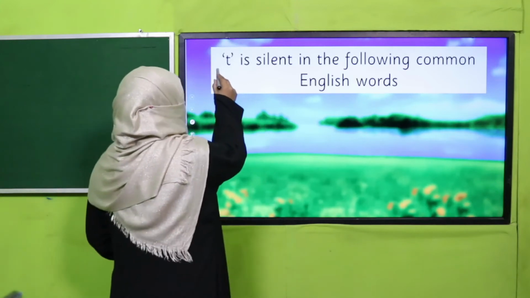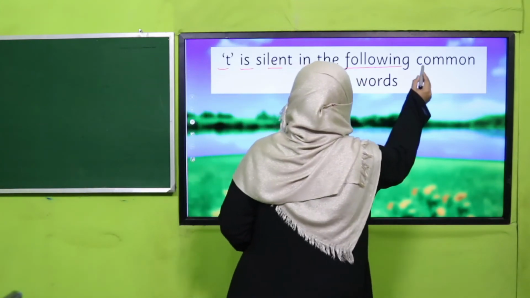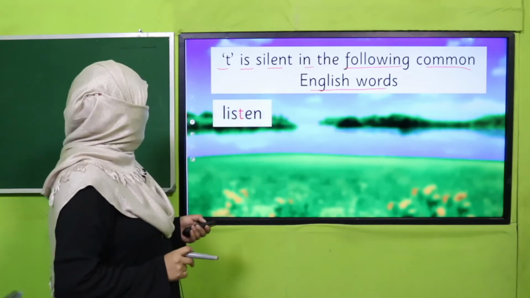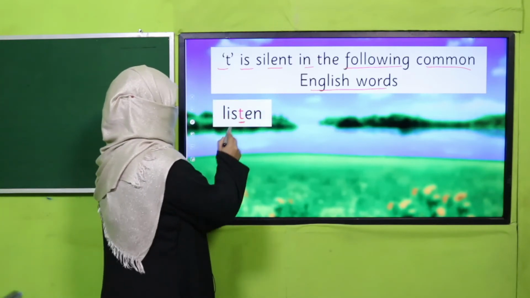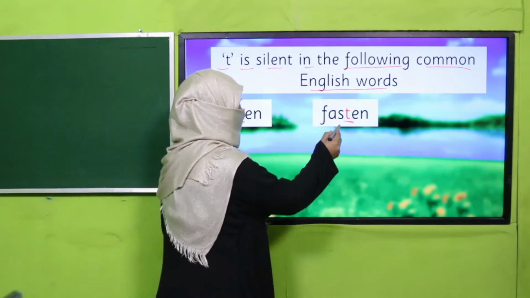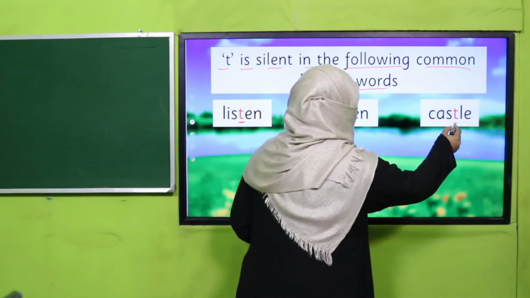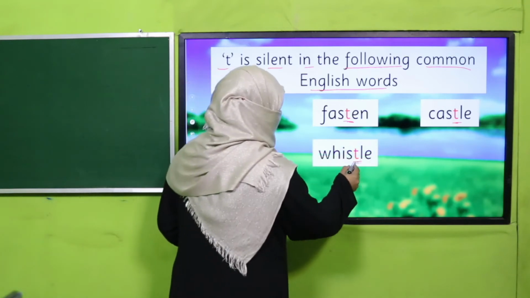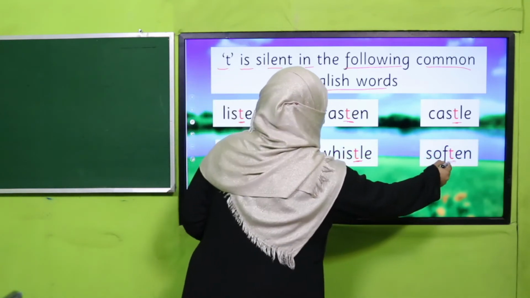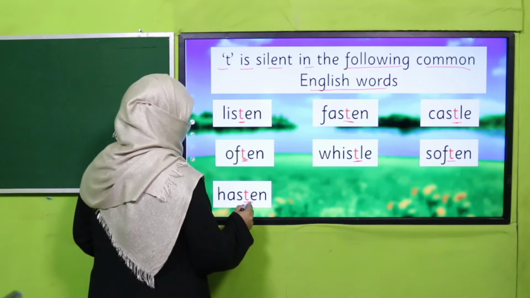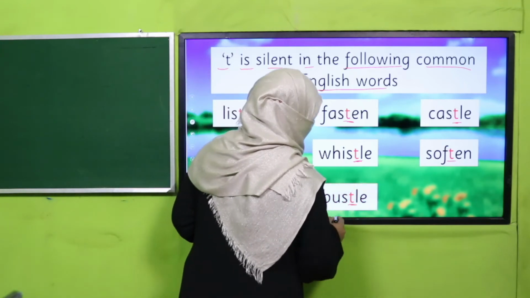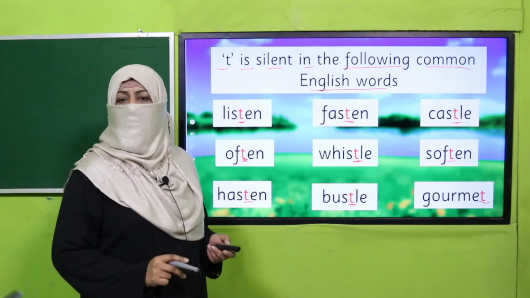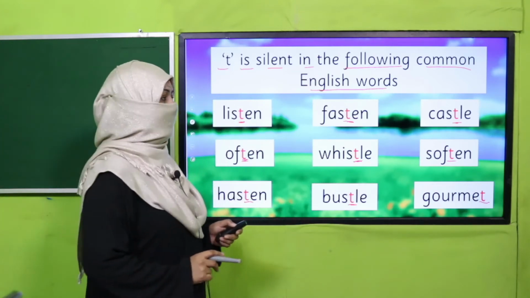Next, T is silent in the following common English words. So what are these words? Listen, fasten, castle, often, whistle, soften, hasten, bustle, and gourmet. In all these words, the letter T is silent.